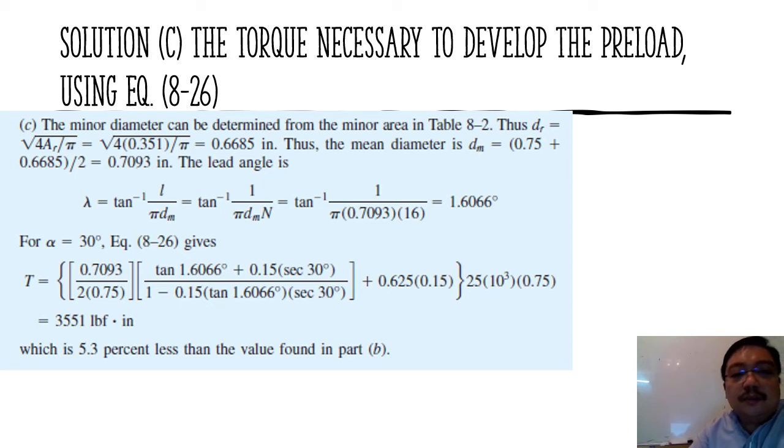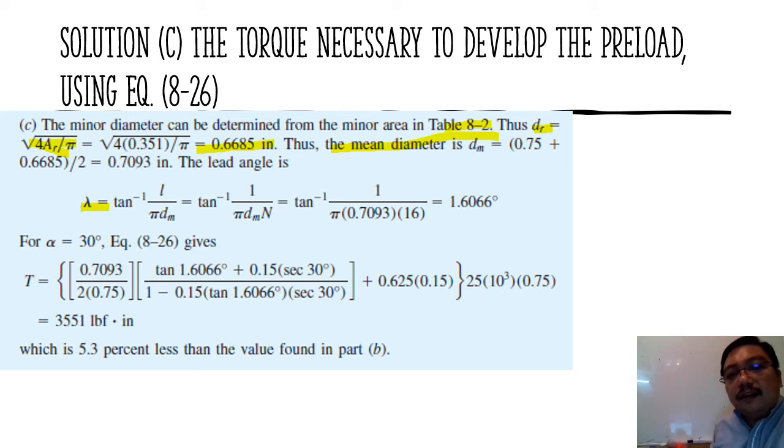Okay, so the minor diameter can be determined from the minor area Ar in table 8.2. If you have the textbook, you can see table 8.2. Then dr, the root diameter, is the square root of 4 Ar over pi. Putting in all the values, you get 0.6683 inch. So the mean diameter is dm equals (0.5 plus 0.6685) over 2, which gives 0.7093 inch.